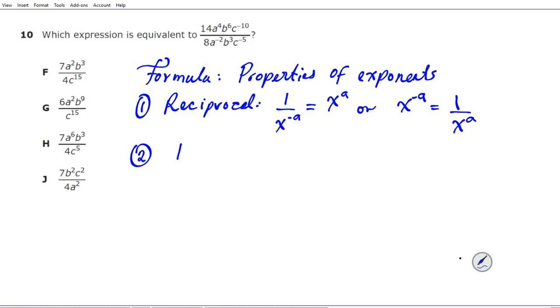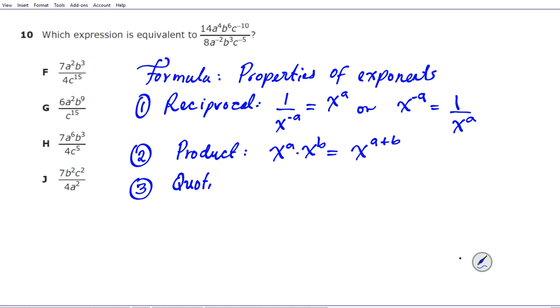Number 2, we have the product property of exponents. Now, what do you do when you're multiplying two exponents with identical bases? All you do is you add the powers. Property number 3 is the quotient property of exponents. When you're dividing two exponents with identical bases, can you guess what you do? Multiply, you add; divide, you subtract. So whenever you're dividing exponents with the same base, you subtract the powers.